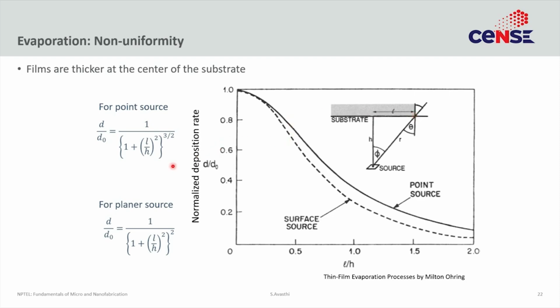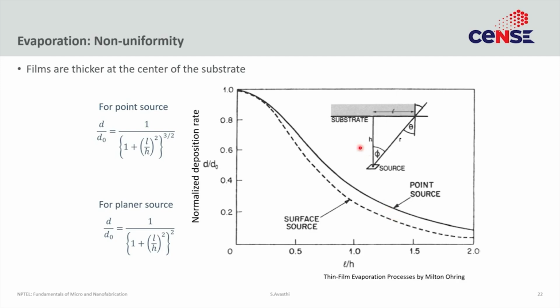You can simply model it, it's very easy to model. These are the formulas. Again, I don't want you to remember any of these formulas. The important part is the concept. So the normalized deposition rate would show something like this. It would be highest in the middle, and as you go towards the edges, it would fall. So what do you do to solve this problem?